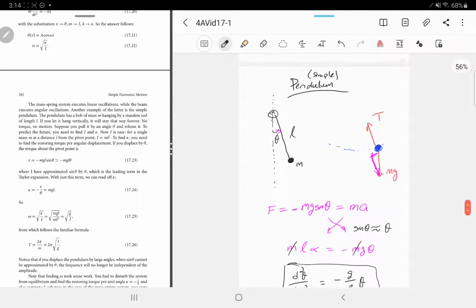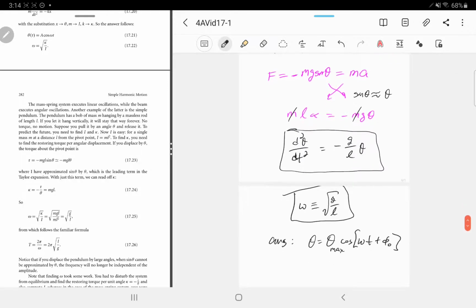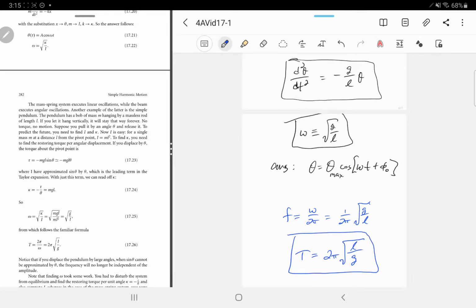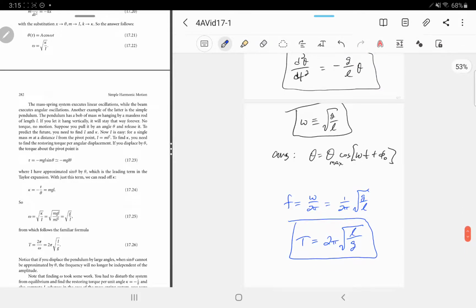Just like before with simple harmonic motion, it didn't depend on the amplitude. Similarly here, the period or the frequency, some related formulas here. f is omega over 2 pi, or 1 over 2 pi square root of g over L. That's how many cycles per second, or the period of a pendulum is 2 pi square root of L over g. So g is 9.8 meters per second squared on the Earth. And this only depends on the length of the pendulum. The longer the pendulum, the longer the period.